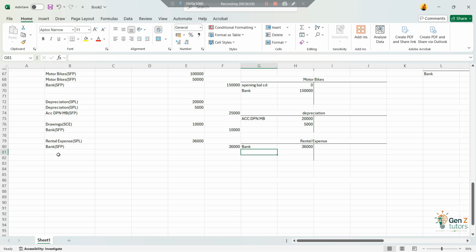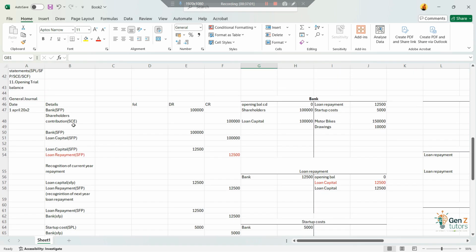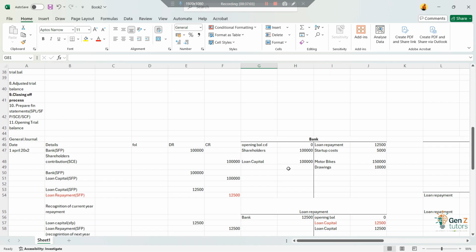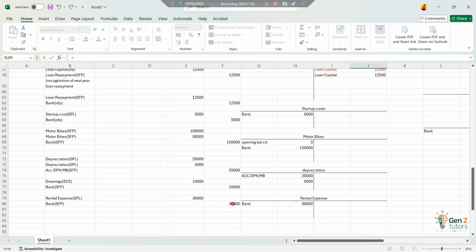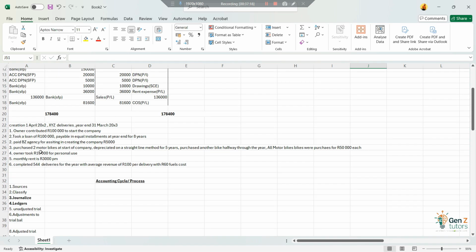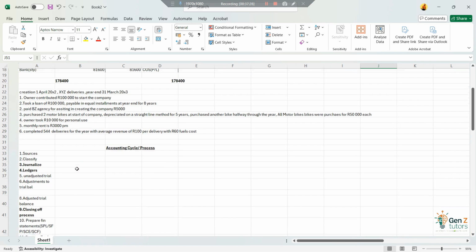Then from there, what are we going to do? We go and look at the other transactions. Or before the other transaction, we go to our bank account and say we had rental expense, bank ledger, rental expense, for how much? For that 36,000 over here, right? Then you complete with that, and then afterwards you go and say you completed 544 deliveries for the year with an average revenue of 100 rands per delivery with 60 rand fuel cost on average also as well.